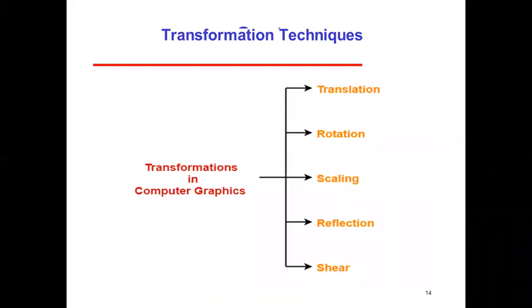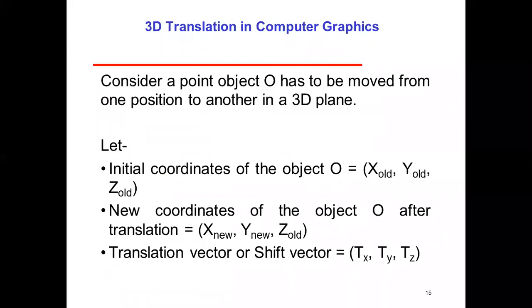Okay, now again we will emphasize the different types of transformation techniques. We are already aware that in case of 3D, we will use the same transformations: translation, rotation, scaling, reflection, shear. But mainly we will concentrate on translation, rotation and scaling. We have already discussed 3D translation, rotation as well as scaling, but if you have some confusion, then I want to clear it again.